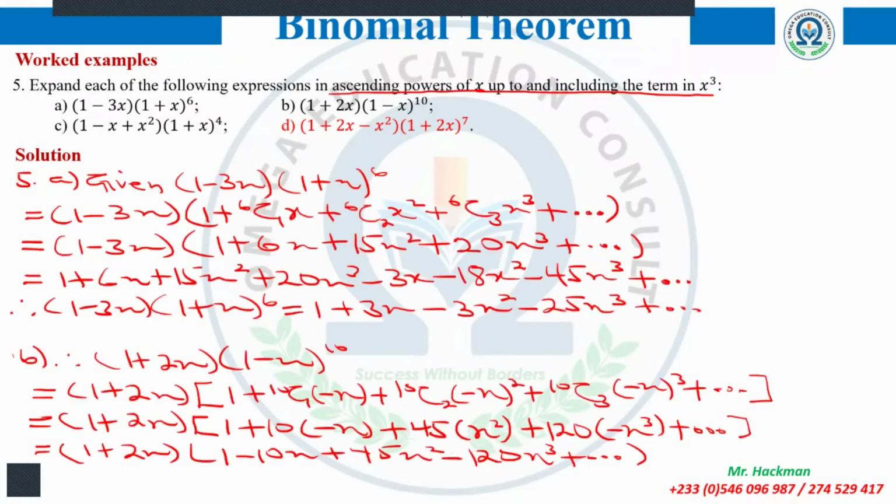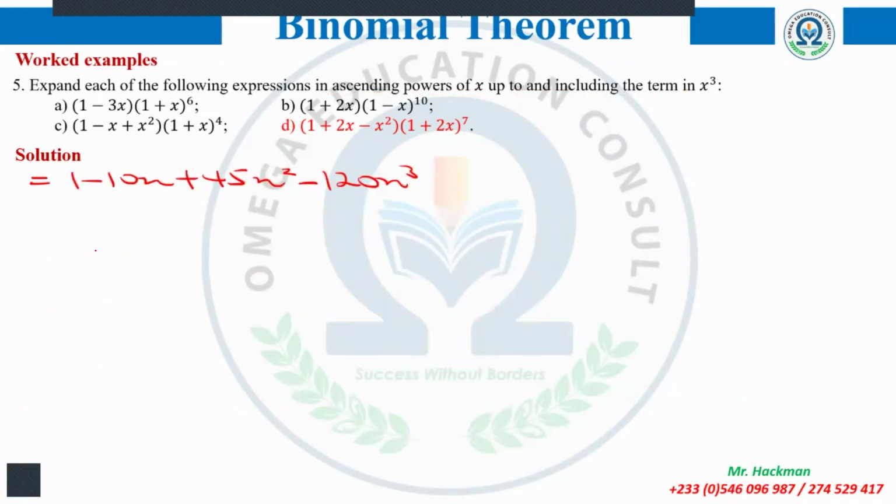So let's go. The other one will be 2x multiplying all the terms here, each one multiplied by 2x. So 2x times 1 will give me 2x, plus 2x times this will give me minus 20x squared. Is that clear? Yes. Okay, 2x times this will give us 90x cubed. Am I right? Yes. Okay, then this is a term of interest.